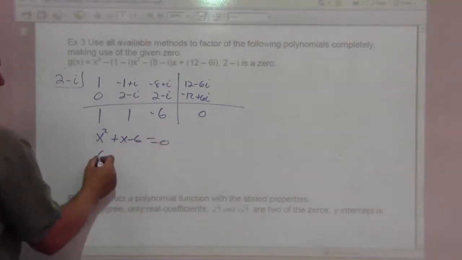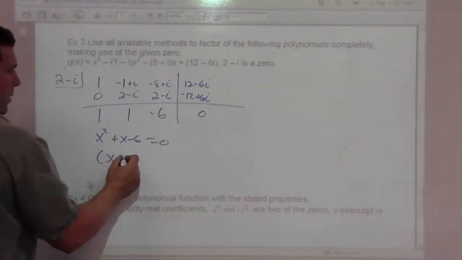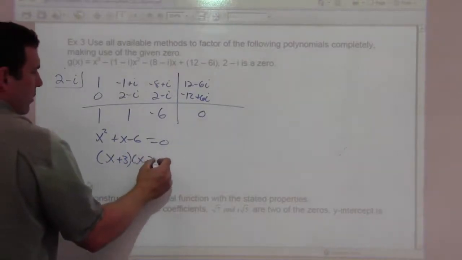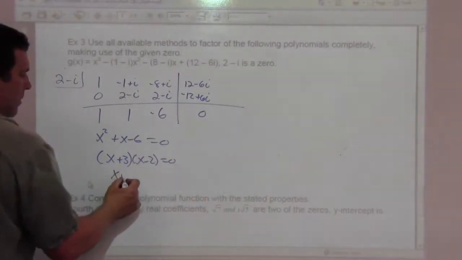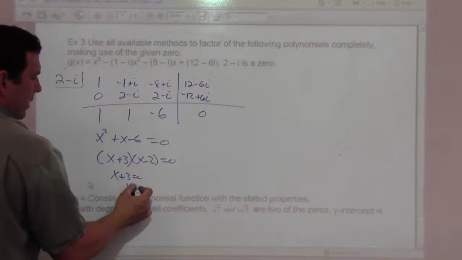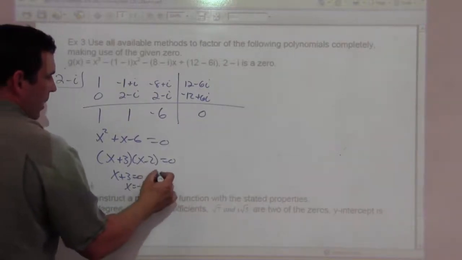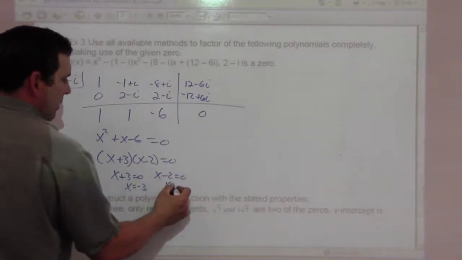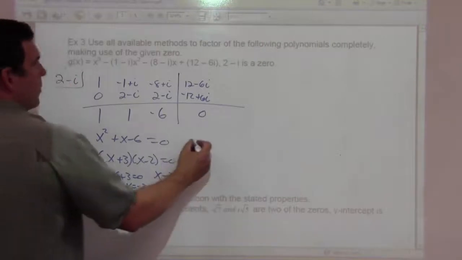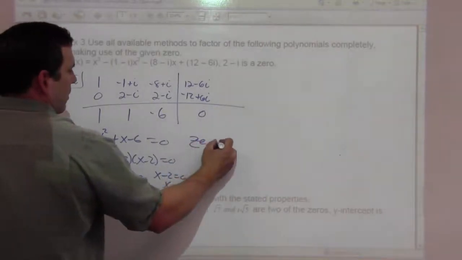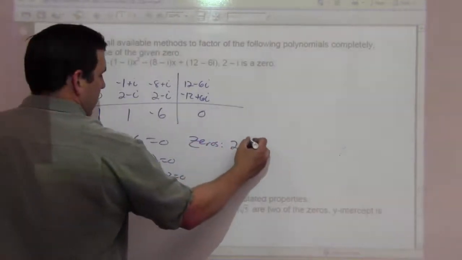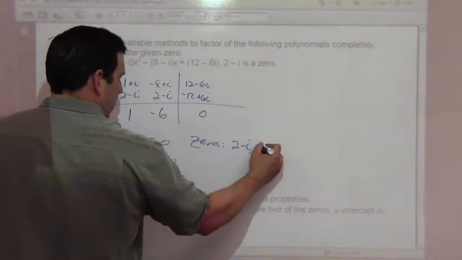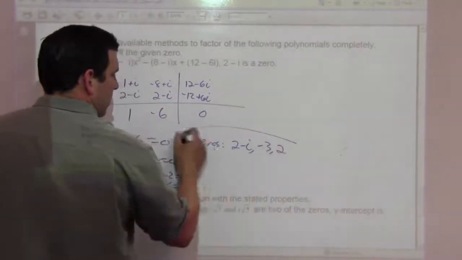If you set it equal to 0, that means you have x plus 3 times x minus 2 equals 0. x plus 3 equals 0 means x equals negative 3. x minus 2 equals 0 means x equals 2. So the zeros are 2 minus i, negative 3, and 2.